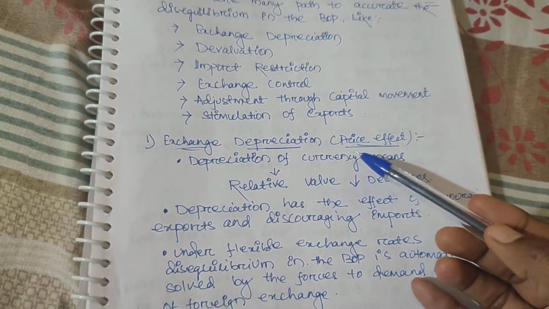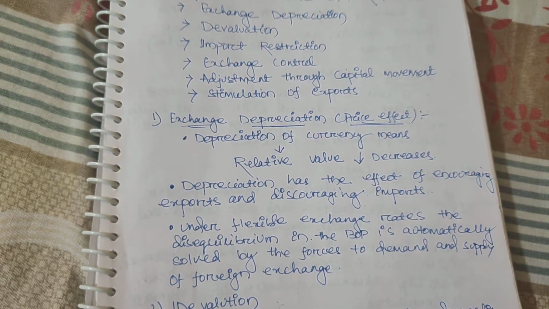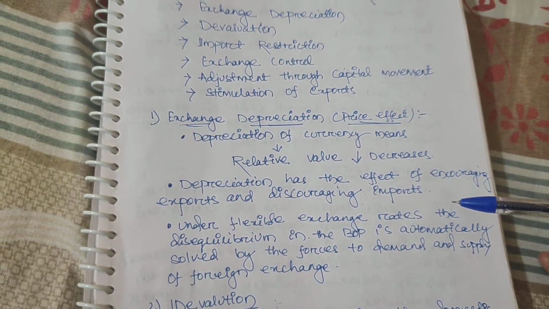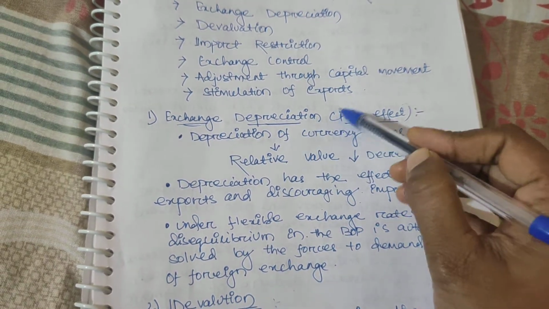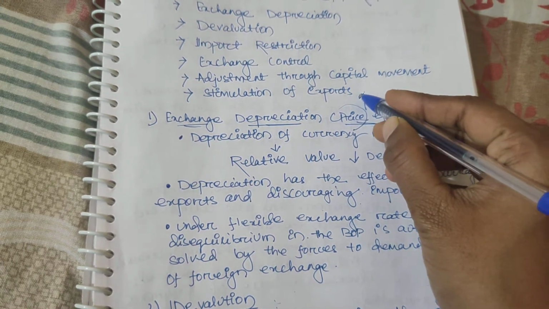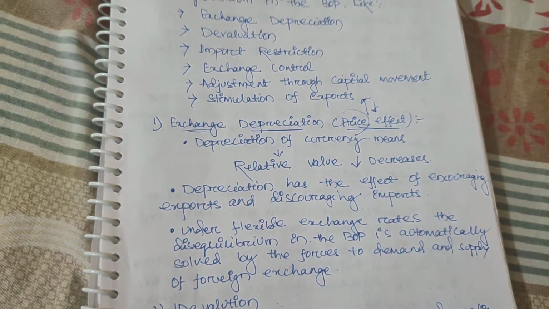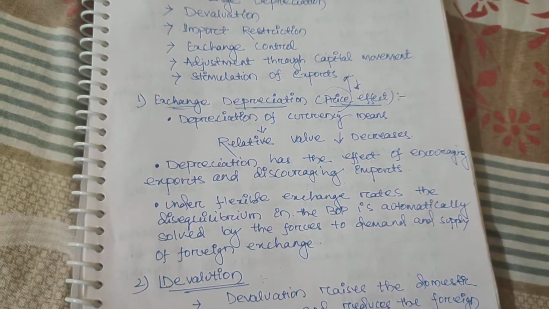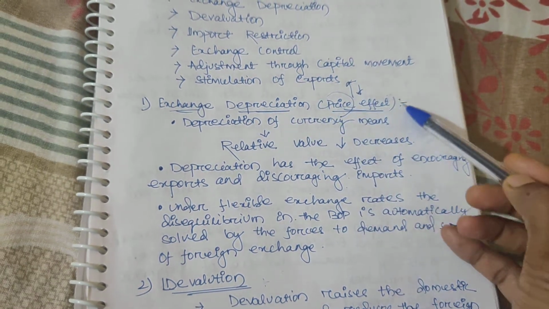First, we'll understand what is depreciation. When I explained macroeconomics, at that time I explained what is depreciation and appreciation. Depreciation and appreciation both are related to price. When the price value increases, this is appreciation of money, and when the price value decreases, that is known as depreciation of value. So exchange depreciation is related to price.